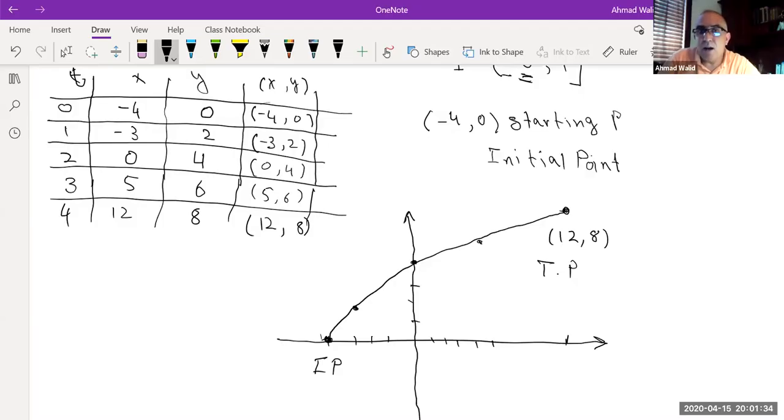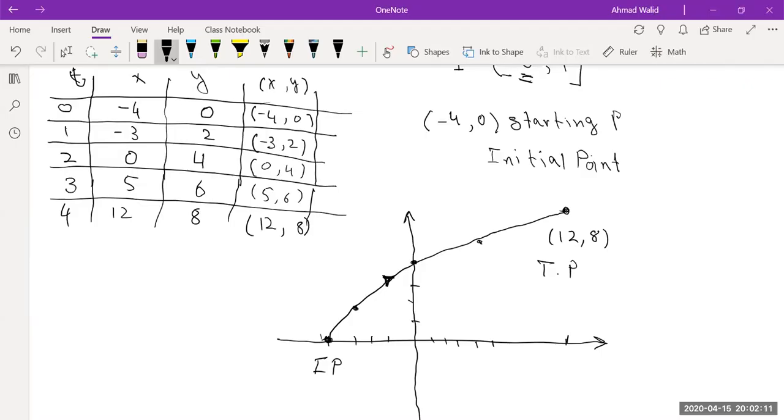Remember, I start from initial and I am moving this way. It means direction gets involved. My direction is this. Starting from 0, going to 8. That is the direction of your curve. Any question up to here? I introduced two new things for you, initial point and terminal point. Any question? And also direction.